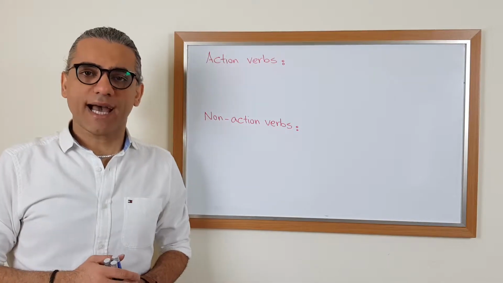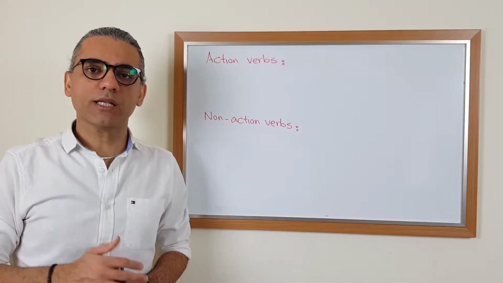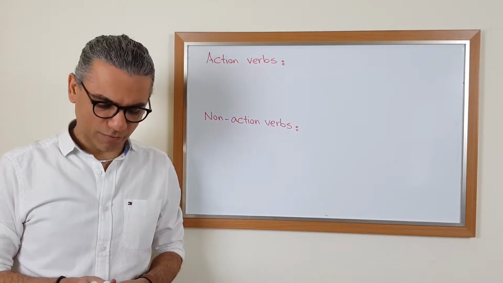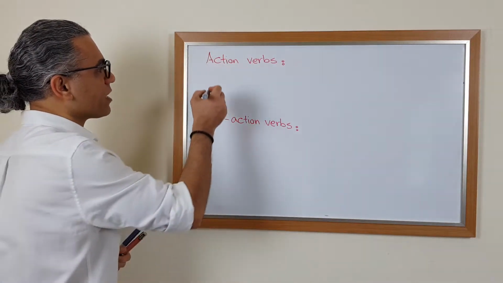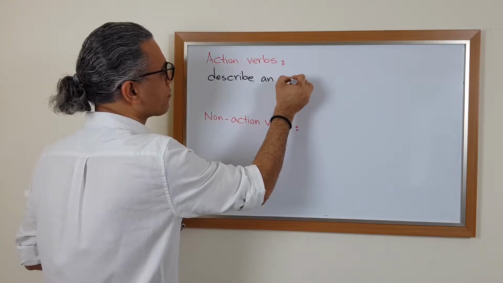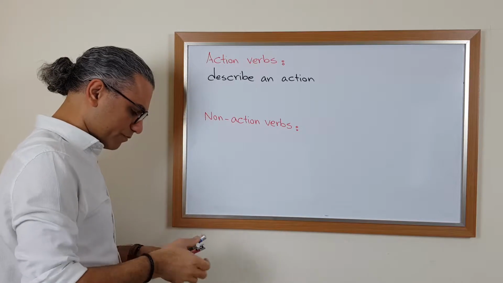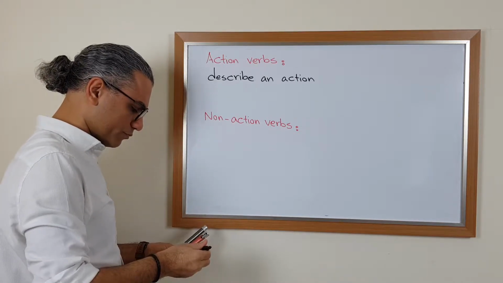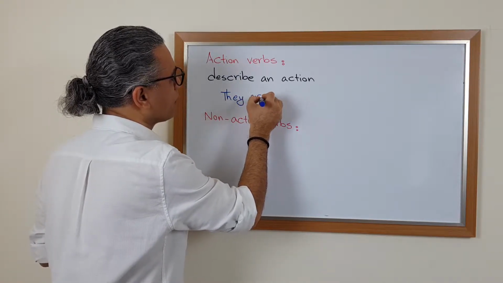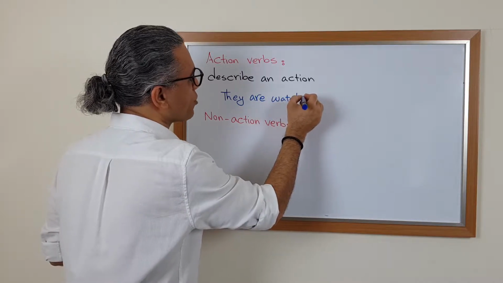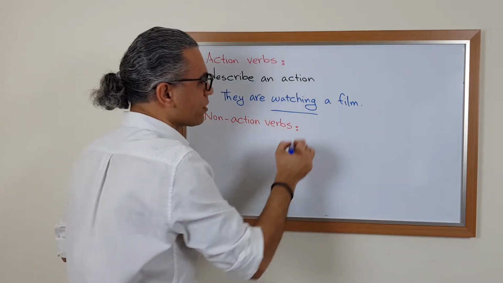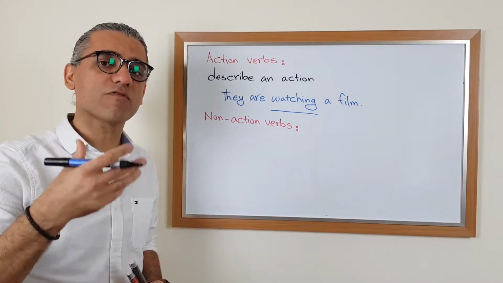Now, let's talk about action and non-action verbs. In English, all verbs are divided into 2 groups: action verbs and non-action verbs. The difference is action verbs describe an action. Example: they are watching a film. Watching is your action verb in here because it involves an action.